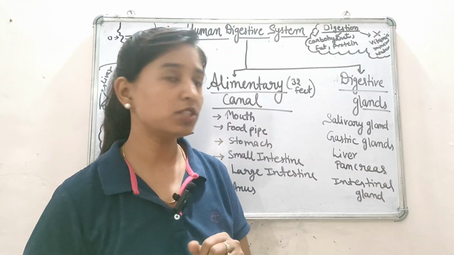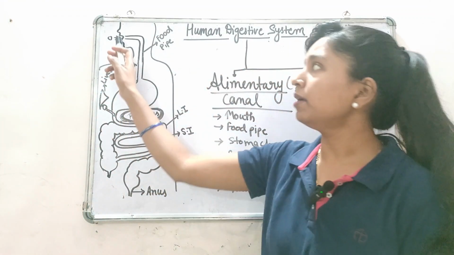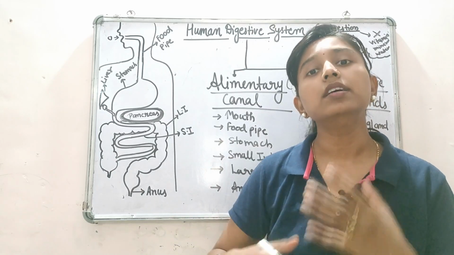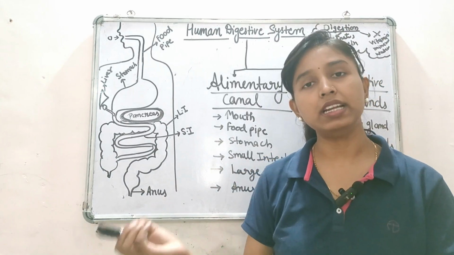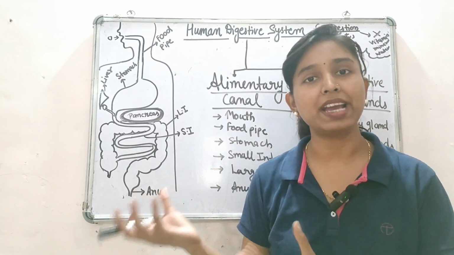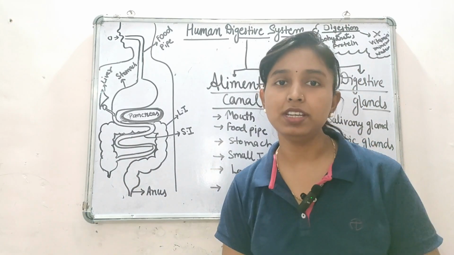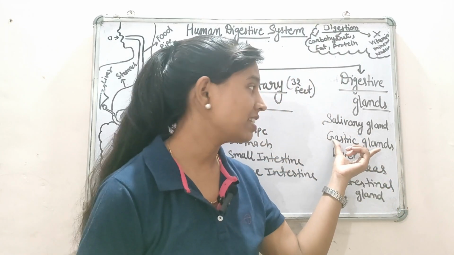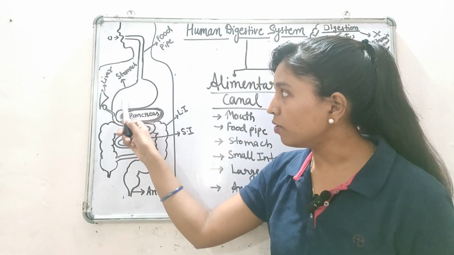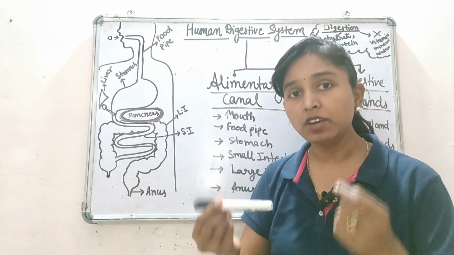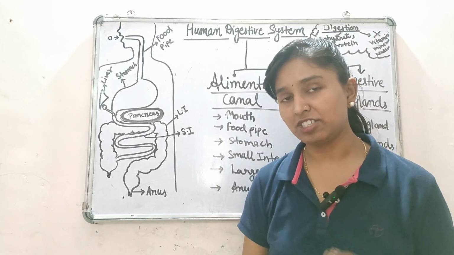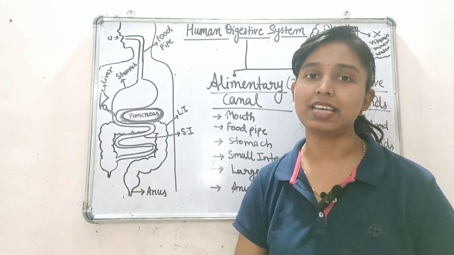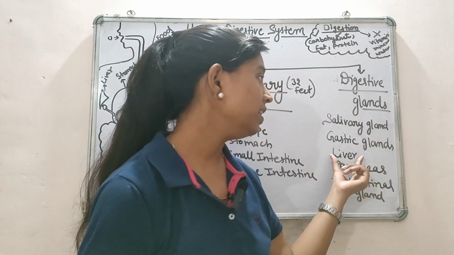What kind of digestive glands are found there? Salivary glands. In our mouth, where digestion starts, salivary glands are there. These salivary glands secrete saliva, and in that saliva there is an enzyme, the amylase enzyme, which is responsible for the digestion of starch. Starch is a form of carbohydrate. Next is the gastric gland. These gastric glands are found inside our stomach. When the food comes to our stomach, these gastric glands release enzymes which help digest the food inside the stomach.